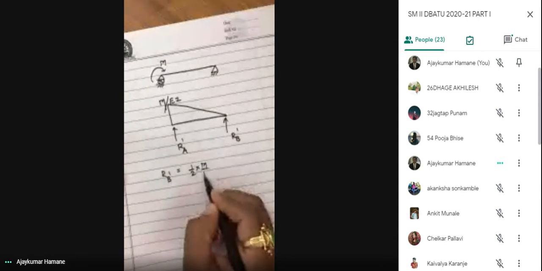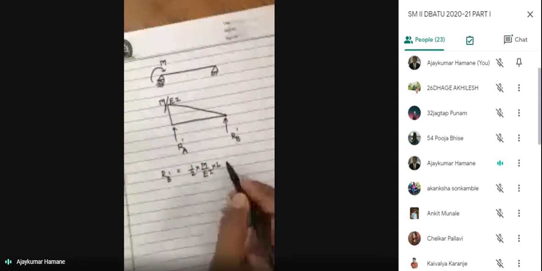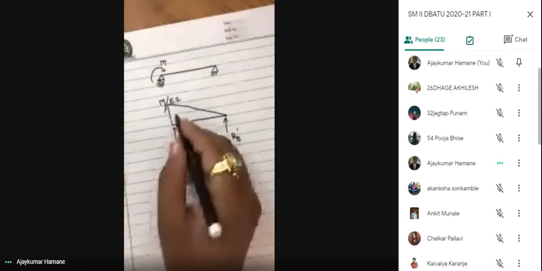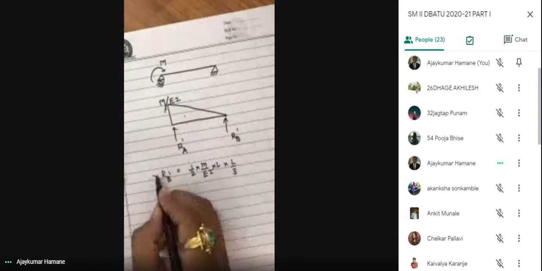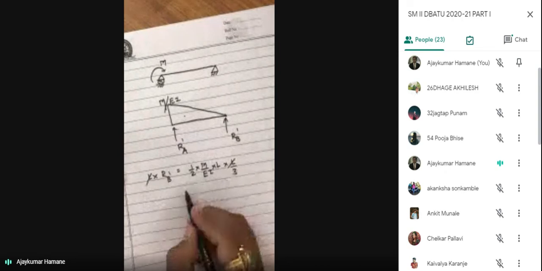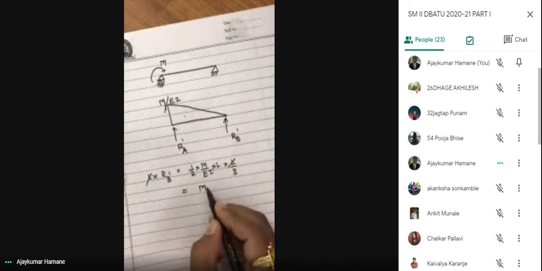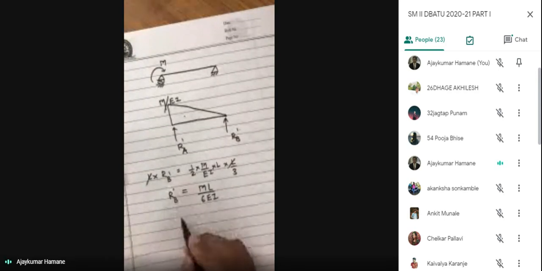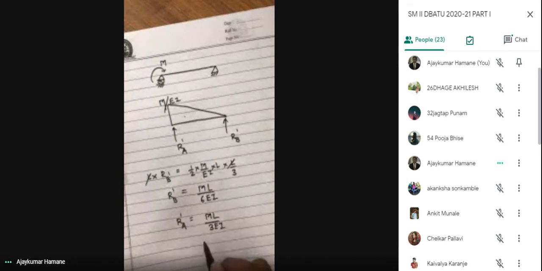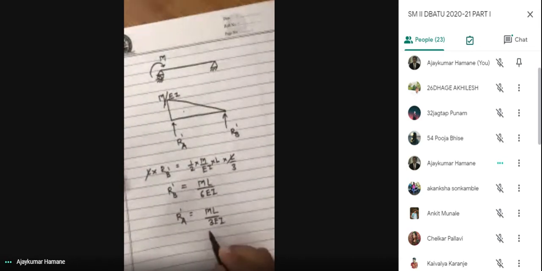Half of M by EI into L, correct? Into L, and it is L by 3 into L. L gets cancelled. So what do we have? ML upon 6 EI. ML upon 6 EI, and RA is ML upon 3 EI. That means the theta at A.